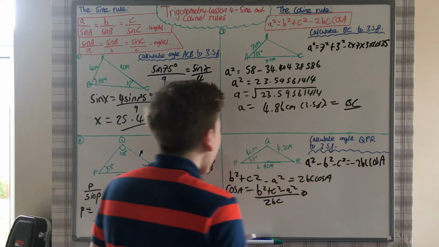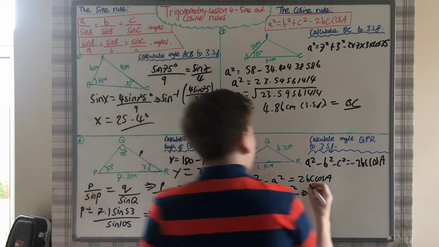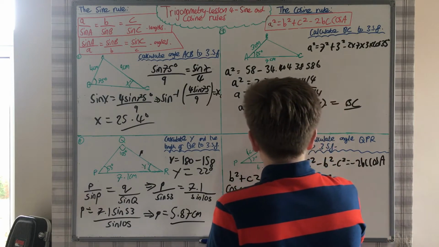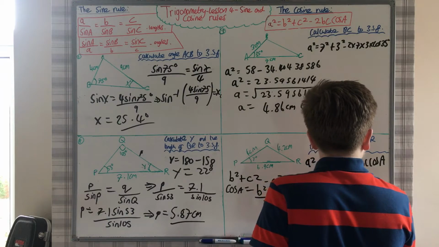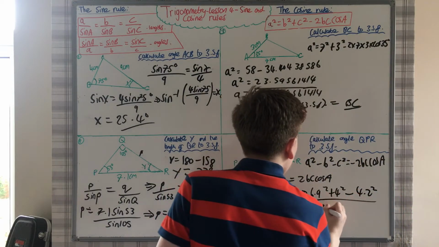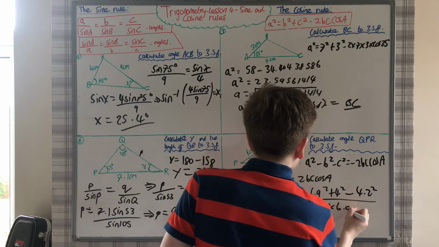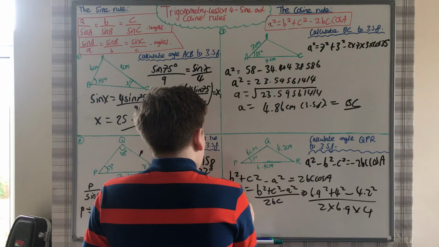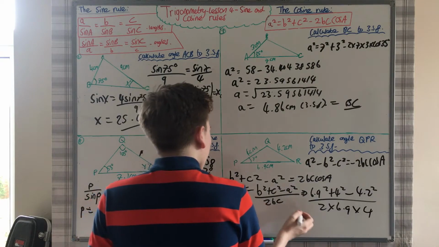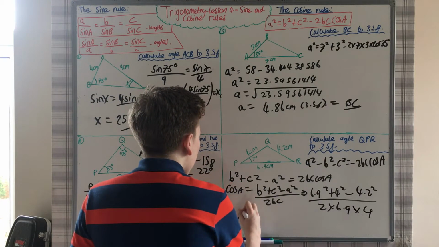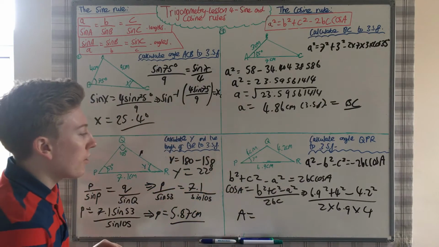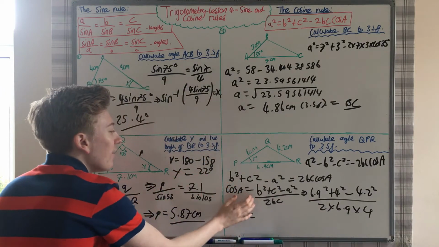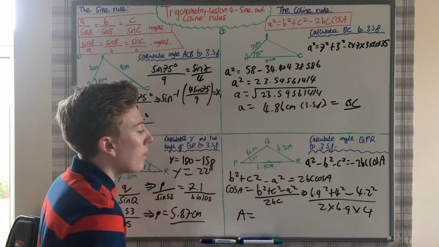Now we put in the values we have. B can be this one, so 6.9 squared plus 4 squared minus a, which is 4.2 in this case, squared, all divided by 2 times b times c. And that's cos A. So to get A, remember all we do, I'm not going to write this down because of the space that we have here, but all we'd do to find A is the inverse cos of this whole thing. So cos to the minus 1 of this.